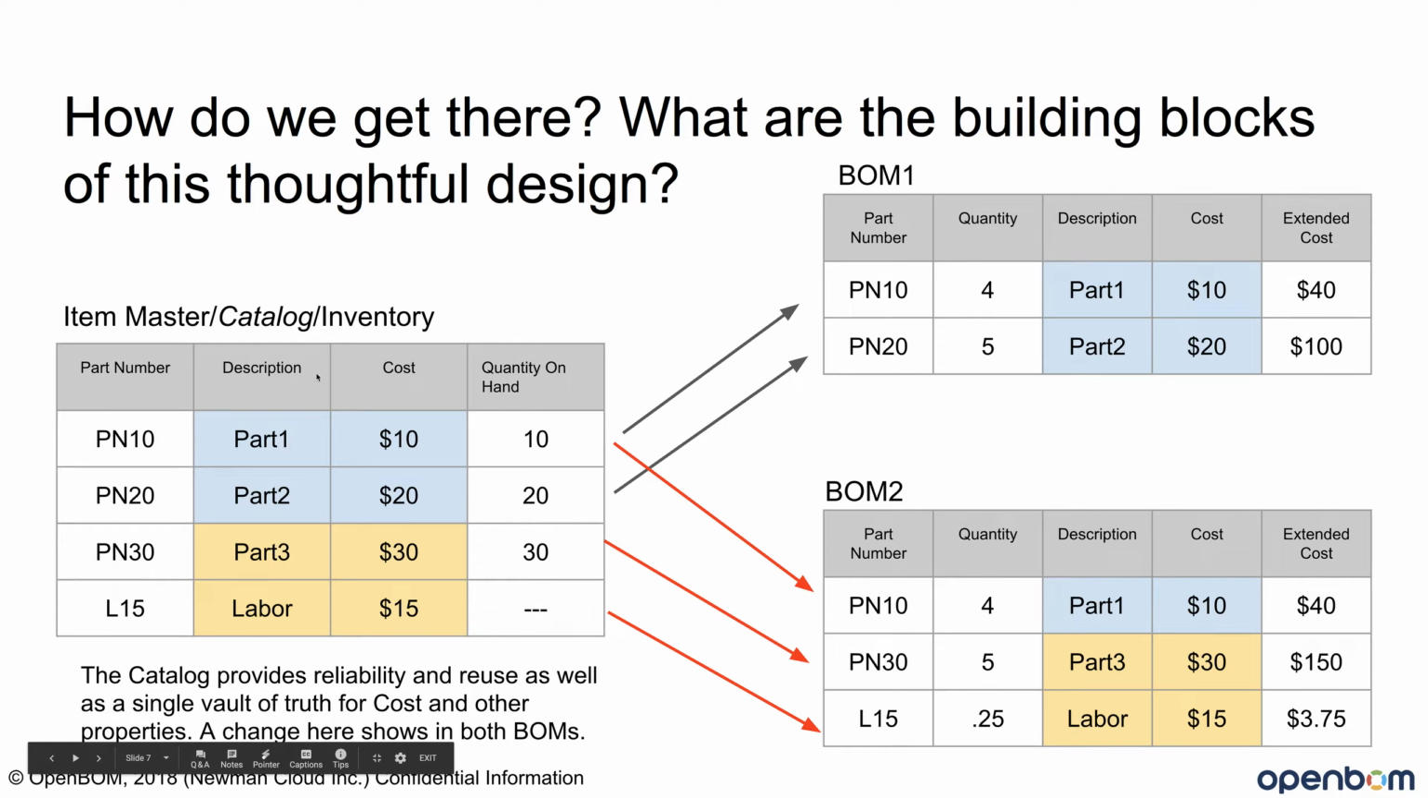So the essence of the item master is it provides a reliable place to store information about our parts, and it's the single vault of truth. If we change the cost in our item master, any bills of material that we have should update with the new cost and be reflected in all the places that item is used. And we're going to do that as well. But anyway, I'd like to have you thinking about this a little bit. Item master BOM relationship.